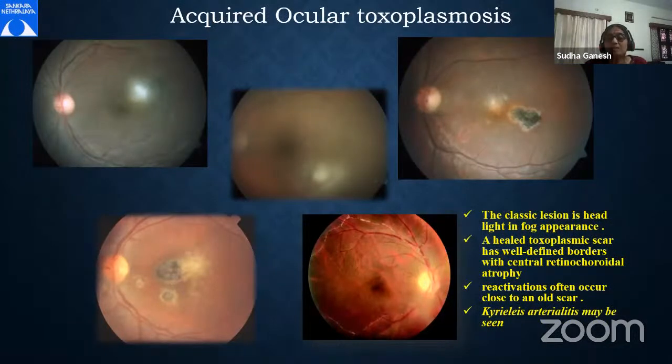Sometimes they present with a classic headlight in fog appearance, whereas sometimes they do have a reactivation of an old infection. You see a healed toxoplasmic scar with well-defined borders with a choroidal atrophy, and the reactivations often occur very close to the old scar, and occasionally one sees the vasculitis.